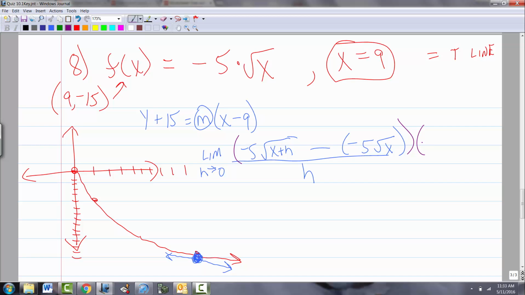What you want to do is rationalize the numerator. Oh, by the way, this is plus. So, all right, the conjugate, I'm going to write negative. And the conjugate of this is minus 5 root x. This is what you want to multiply top and bottom. Came out of left field.